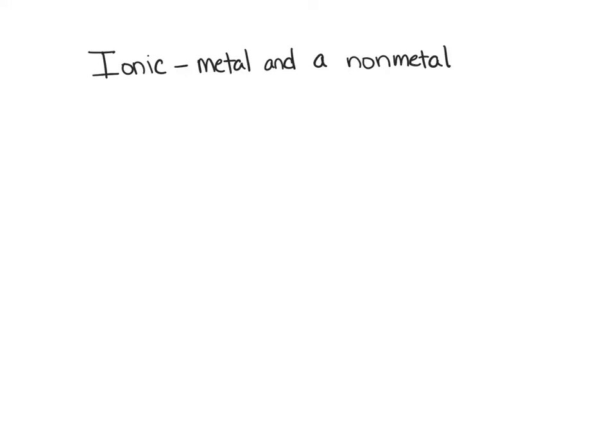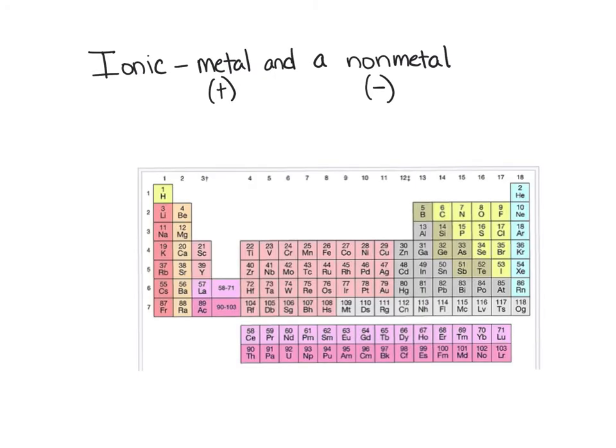Let's start with naming ionic compounds, which are made up of a metal and a nonmetal. The metal has a positive charge and the nonmetal has a negative charge. How do you figure out the charge? Well, you look at the periodic table. On the periodic table, you can determine the charge by looking at which column the element is in.